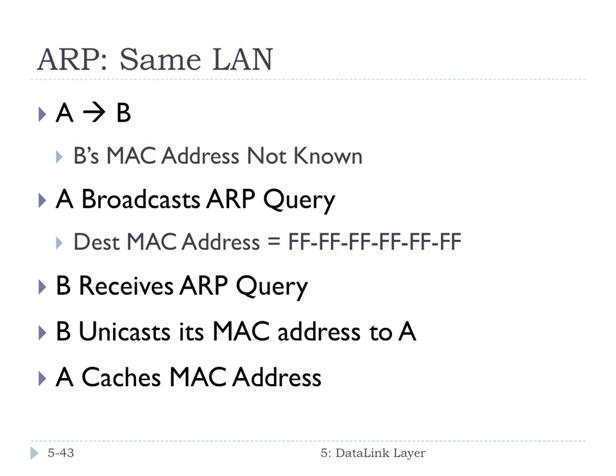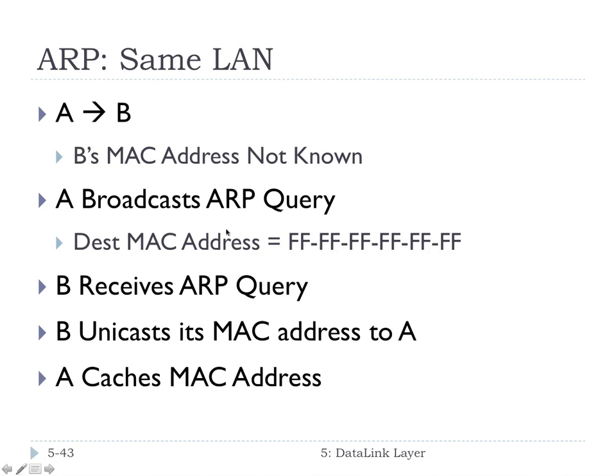B will receive that. It will realize, hey, I have that IP address, I need to respond to this. And it will unicast its MAC address back to A. Unicast means it's sending directly to A, and only to A, because it knows A's MAC address. It knows A's MAC address because it received this query from A's MAC address.